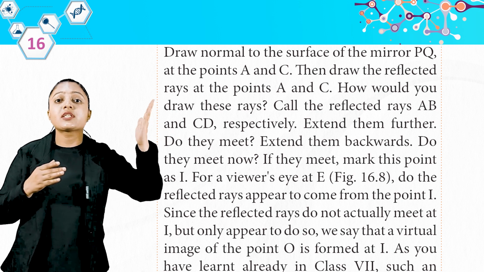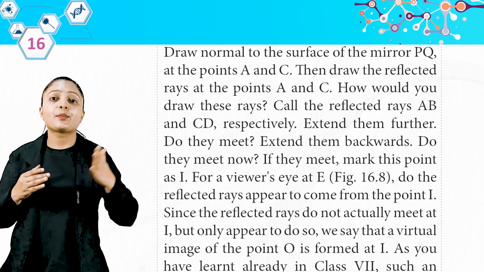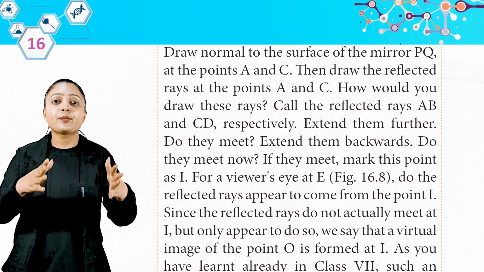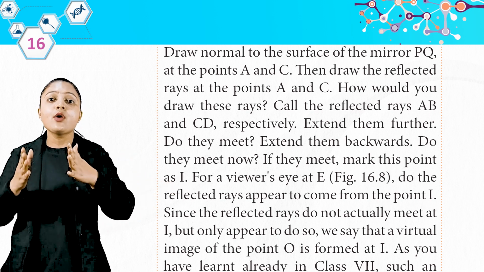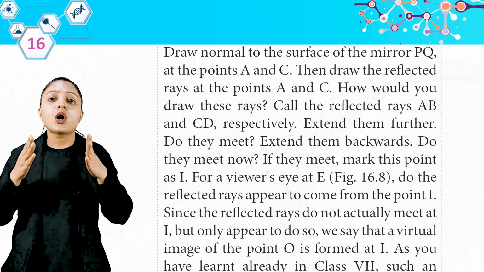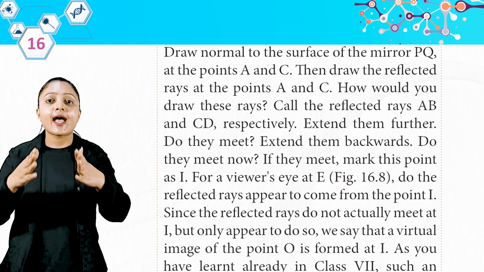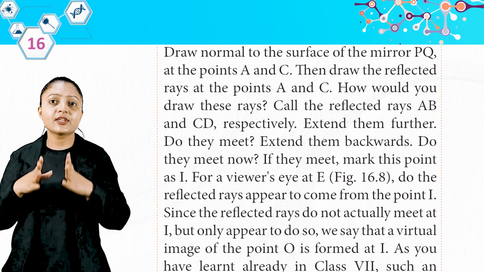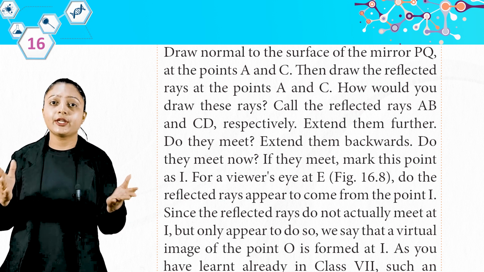Draw the normal to the surface of the mirror PQ at the points A and C. Then draw the reflected rays at the points A and C. How would you draw these rays? Call the reflected rays AB and CD. A source of light O is placed in front of a plane mirror PQ.